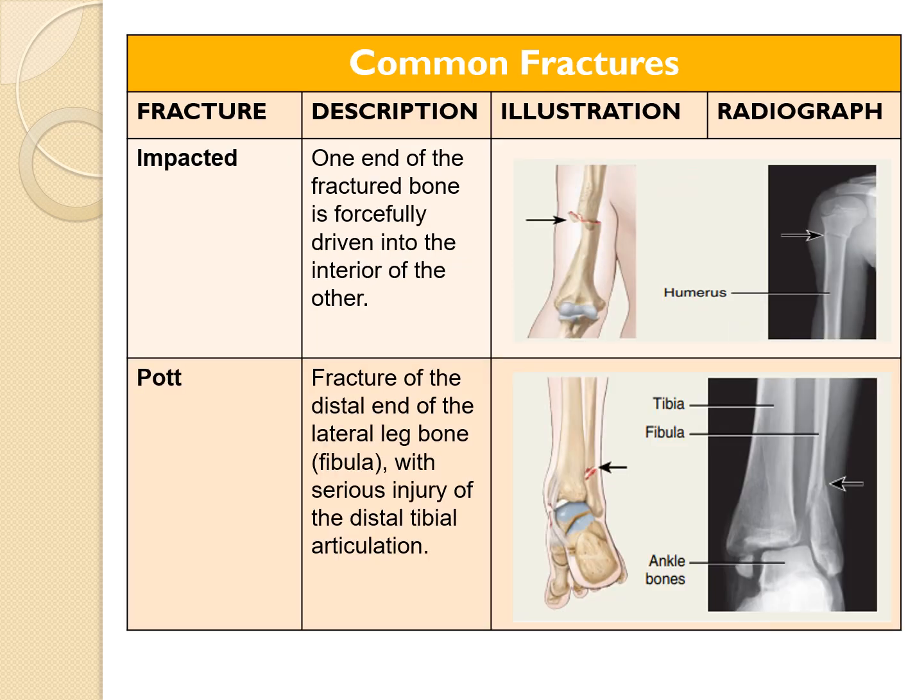The next type of fracture is impacted fracture. In an impacted fracture, one end of the fractured bone is forcefully driven into the interior of the other. Here you can see one end of the fracture is forcefully driven into the interior of the other. This is an impacted fracture.